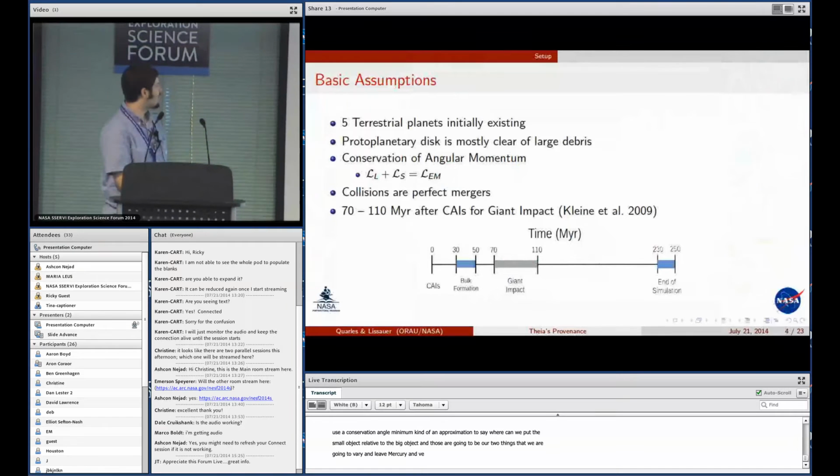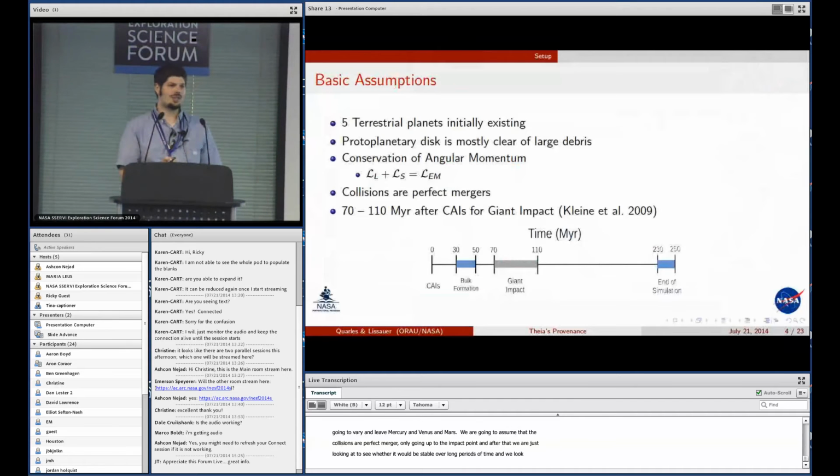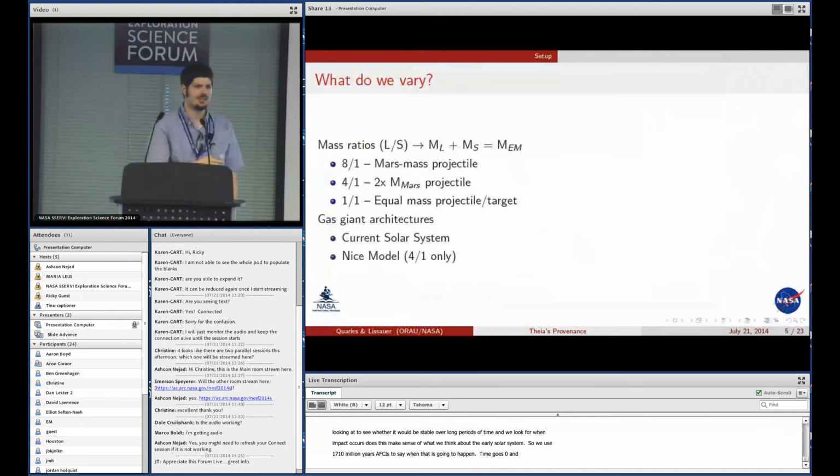We're going to assume that the collisions are perfect mergers, so we're only going up to the impact point, and after that we're just looking at angular momentum deficit to see whether it would be stable over long periods of time. Then we look at when the impact occurs and whether it makes sense for the early solar system. We use 70 to 110 million years after CAIs for when that's going to happen. When we say time equals 0, this is around 30 to 50 million years after CAIs, the giant impact happens, and the end of our simulation is 200 million years after CAIs.